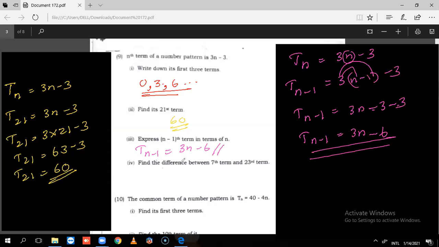Okay, write down the next one then. Next question. The general term of a number pattern is Tn equals 40 minus 4n. Find the first three terms.